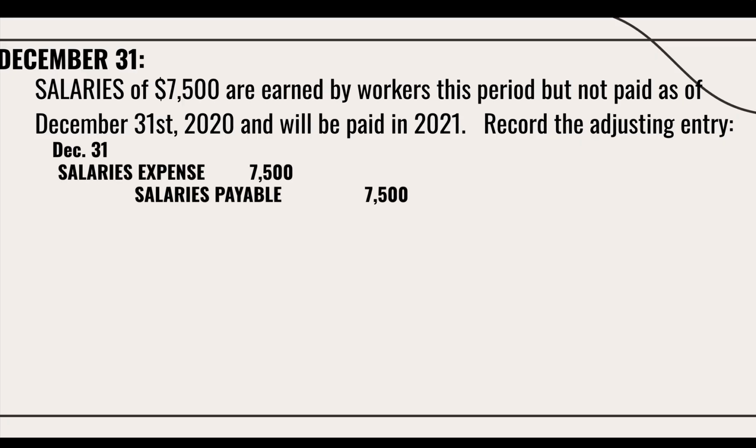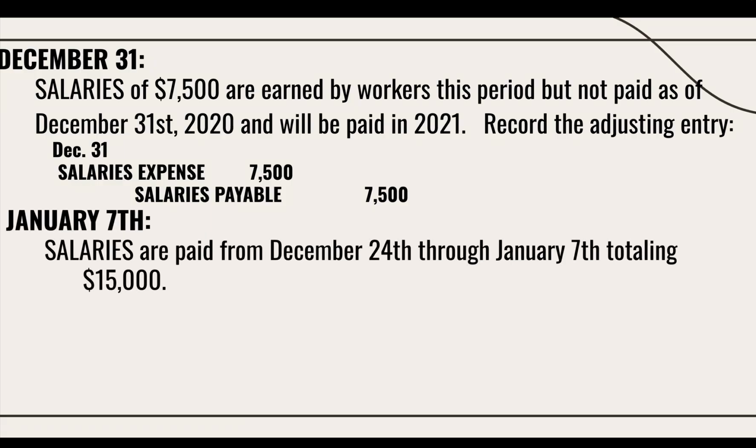Okay, so the correct journal entry is a debit to salaries expense and a credit to salaries payable. That way we are correctly putting the expense during the year in which it is incurred, and then we're putting on our books that we owe $7,500 for salaries that have not yet been paid. So then on January 7th, we pay salaries of $15,000. So it looks like $7,500 was from 2020, and then an additional $7,500 representing the amount of work done from January 1st to January 7th was done in 2021. I'm going to pause here.